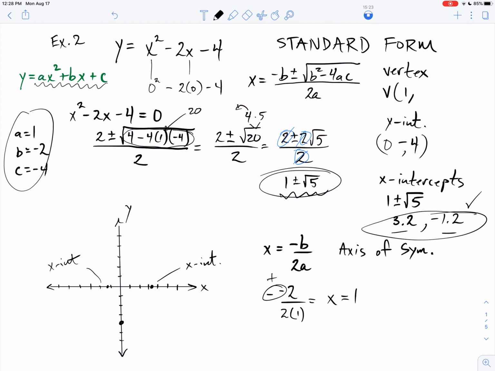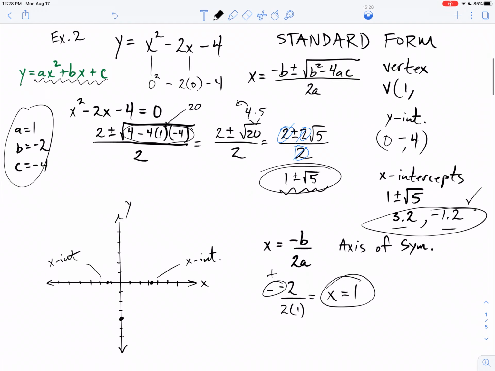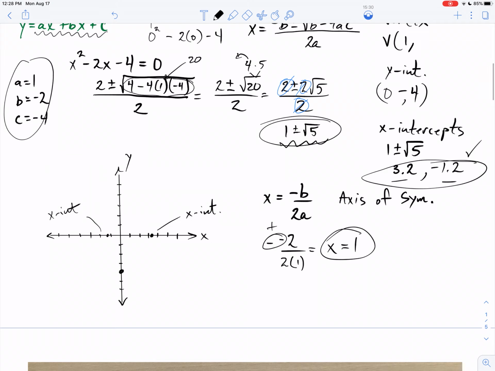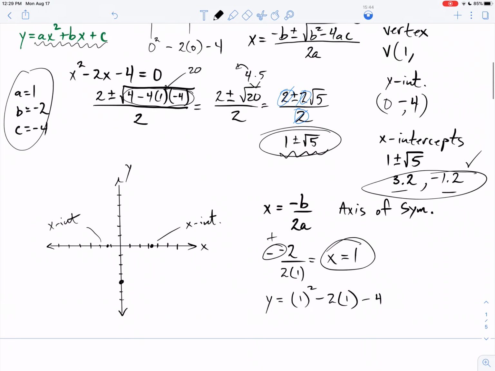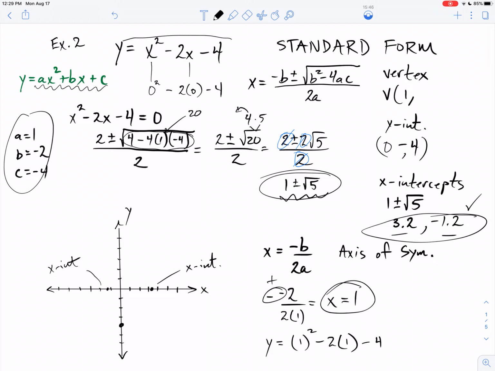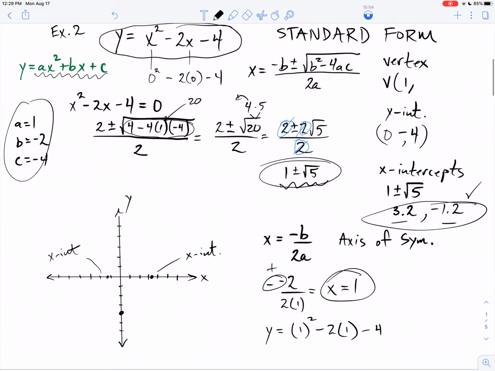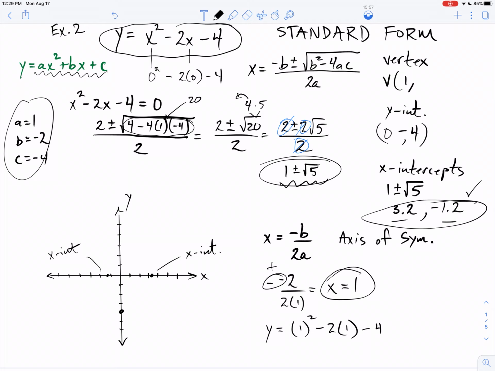Well, how do I find the y-coordinate for my vertex? I plug it back into the original. So I go, hey, original problem, I saw that you had y equals x squared. Well, I'm going to say instead of x squared, how about 1 squared? Minus 2 times x. Well, let's just call it 1. Take away 4 was the end of it. See, all I'm doing is taking this guy right here and replacing the x with a 1. And I get order of operations. 1 take away 2 take away 4. I get negative 5 as a result.